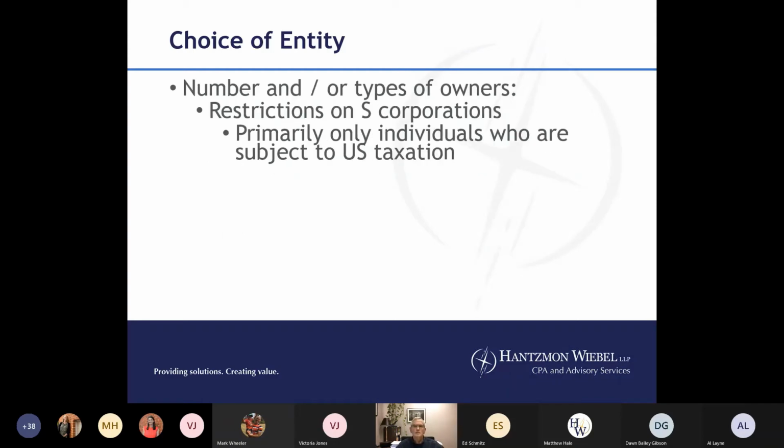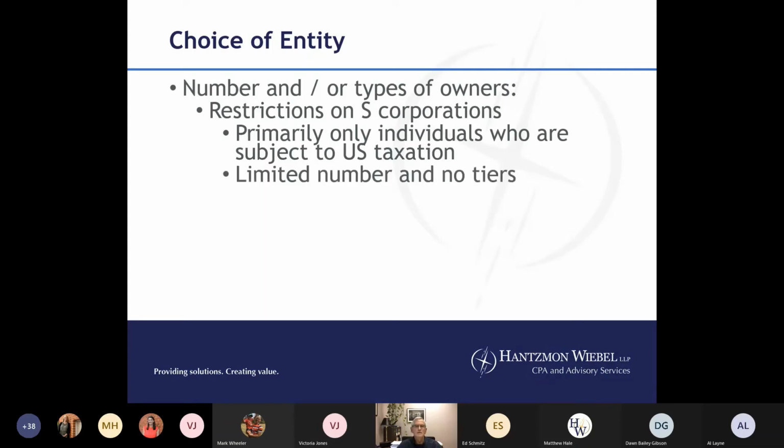So what are the numbers and types of owners? We have to remember that S corps have a limitation of 100 people, but really, in all my years of experience, the number of shareholders really hasn't been the problem with S corps. It's really who can be the shareholders in an S, and primarily it's only individuals that are subject to U.S. taxation. If you have somebody who is a resident alien, even though they're not a citizen, but they're subject to U.S. taxation, they can be a shareholder in an S. But if you have somebody who is a Canadian citizen living in Canada, they cannot be a shareholder in an S because they're not subject to U.S. taxation.